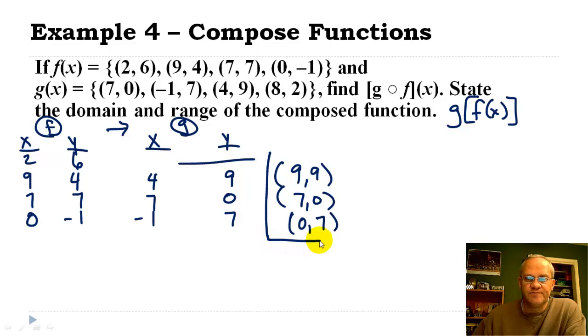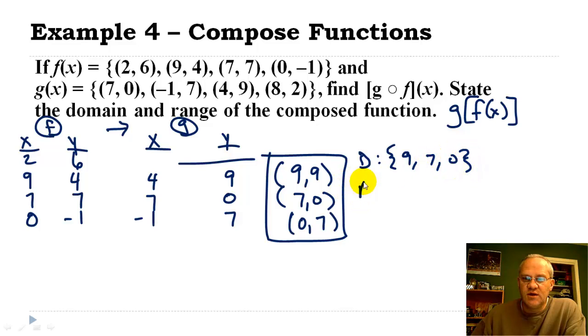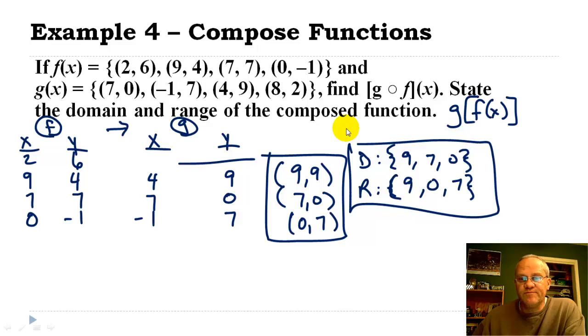So this would be my g of f of x, and then the domain would be your x values: 9, 7, 0, and your range would be 9, 0, 7. Sorry, I didn't make a squiggly bracket there. Okay, and there's your domain and range. We will work on this more, so if you're still not sure about it, that's okay. Like I said, that's probably the hardest part.